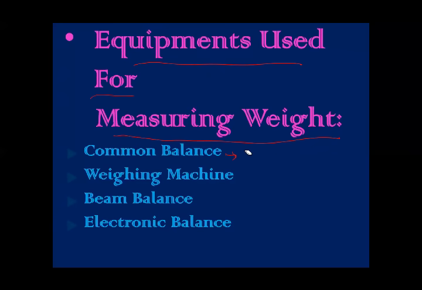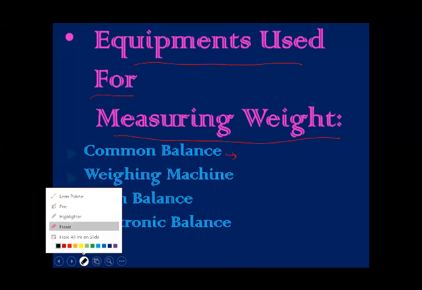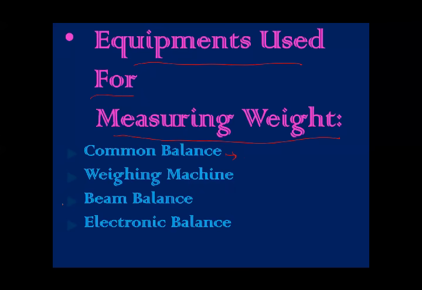Vegetable vendors, persons who sell vegetables, use this common balance. Then is the weighing machine. It is commonly observed in the kitchen of our houses.